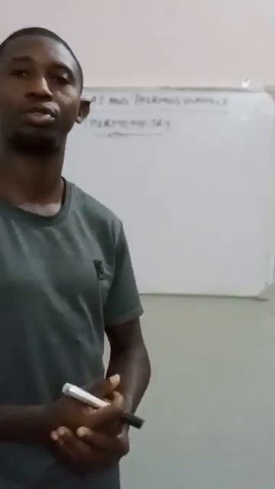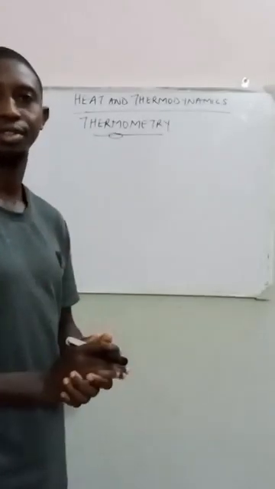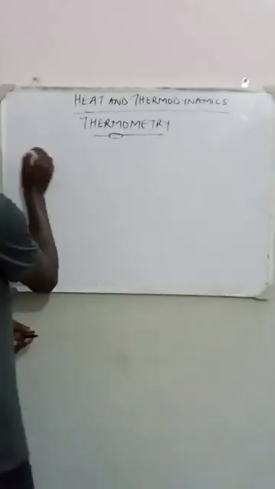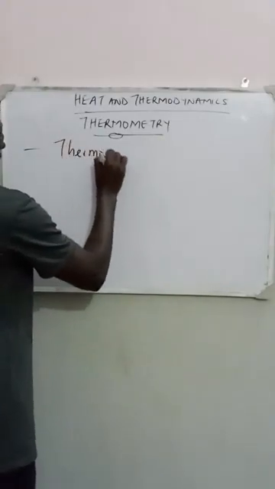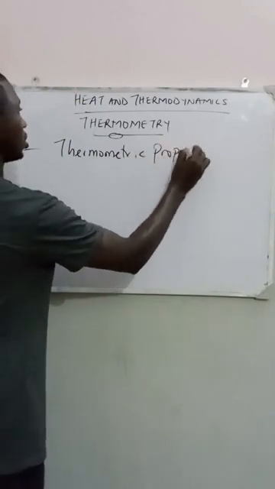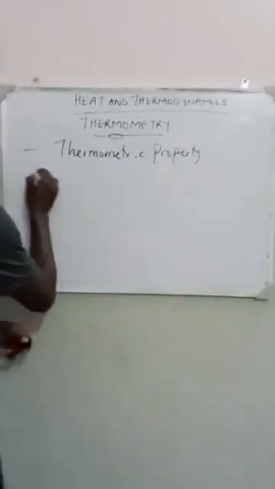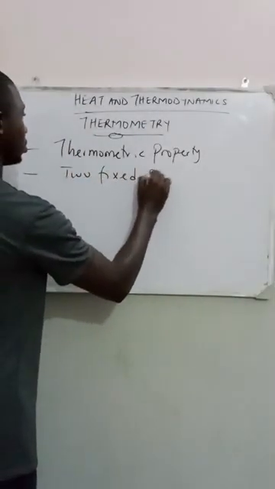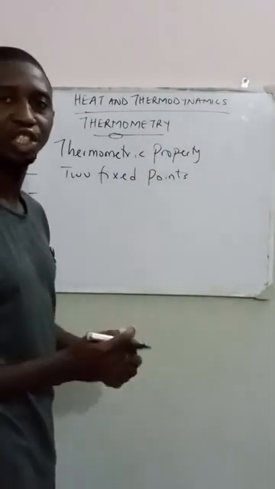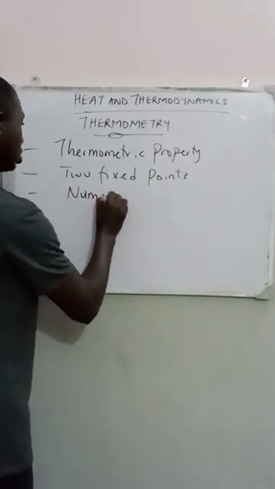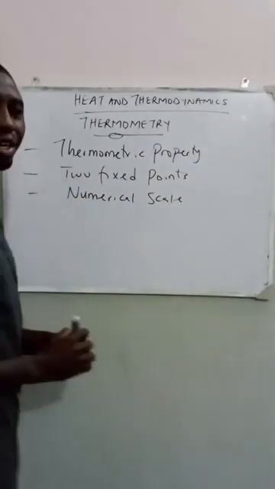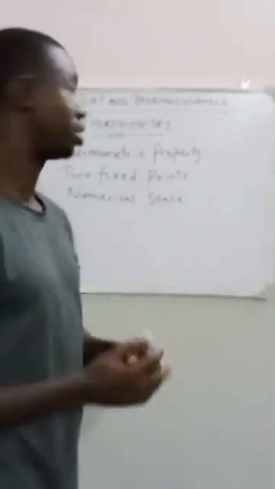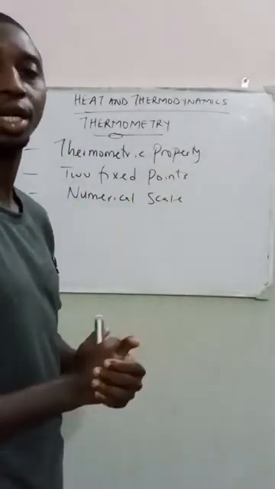Starting with thermometry. What do we mean by scales of temperature? What are those things on which a scale of temperature depends? A scale of temperature depends on three things. Number one, it depends on the thermometric property. Number two, it depends on two fixed points. And number three, it depends on a numerical scale. So these are the three things on which a scale of temperature depends: the thermometric property, the two fixed points, and a numerical scale.